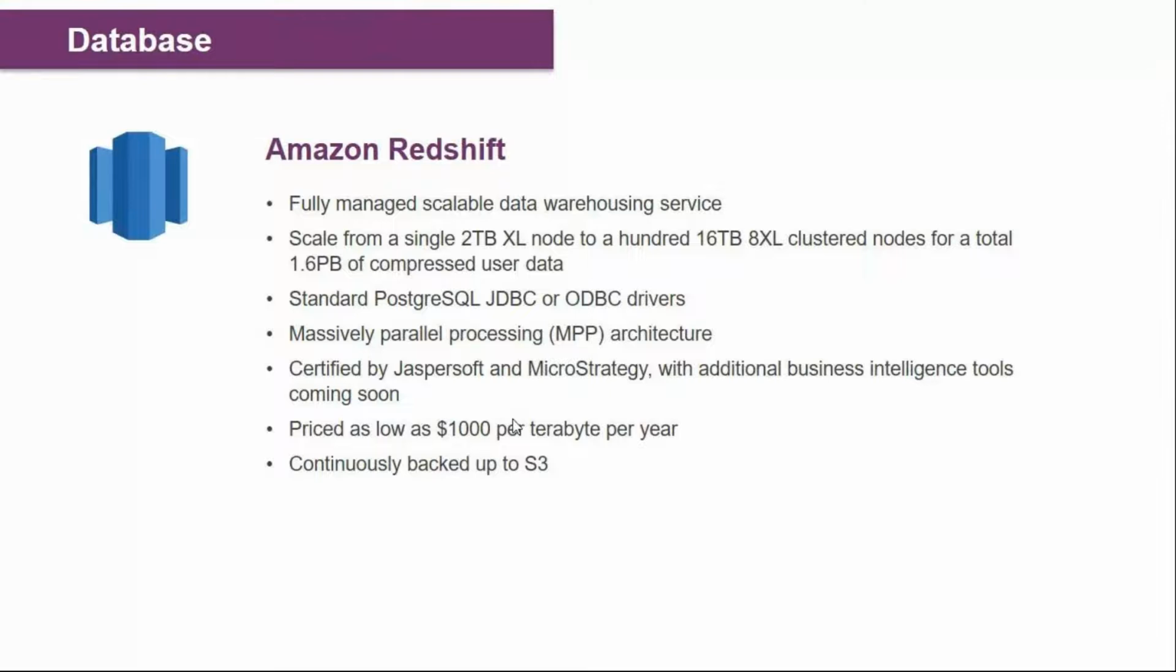So what is Amazon Redshift? It is a fully managed, scalable data warehousing service. It can scale from a 2 TB XL node to a 116 TB 8XL cluster node for a total of 1.6 petabytes of compressed user data. It has a massively parallel processing architecture. The price is as low as $1,000 per terabyte per year. It continuously backs up to storage.